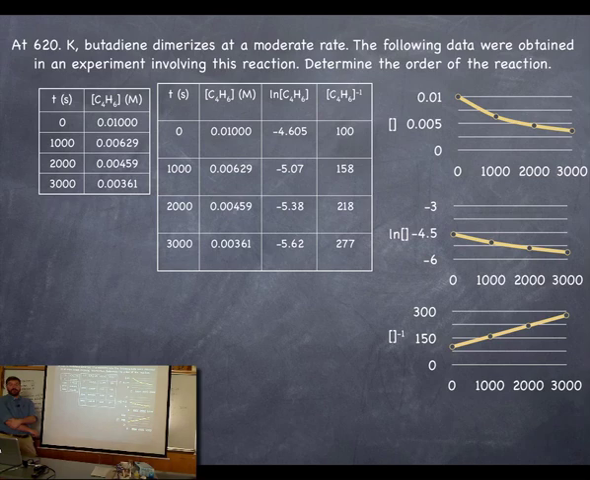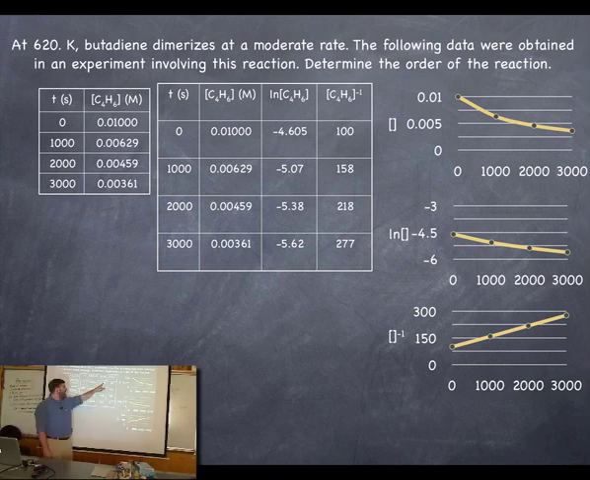So how did you get that first graph? I said, hey, let's graph concentration versus time. Which is for zero order, right? So I just graphed it. At time equals 0, 0.01. At time equals 1,000, 0.006. At time equals 2,000, 0.00459. That's for zero order, and the other ones you have to do stuff with.